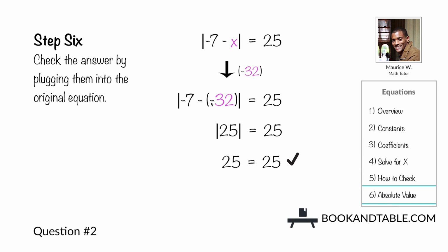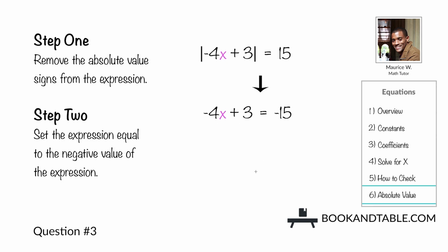-7 minus -32 is the same as -7 plus 32. So -7 plus 32 is equal to +25. And the absolute value of 25 is 25. So we see that our second answer, x is equal to -32, is indeed correct. And then lastly, question number 3. The absolute value of -4x plus 3 is equal to 15.